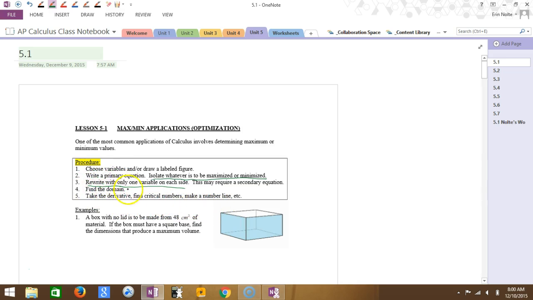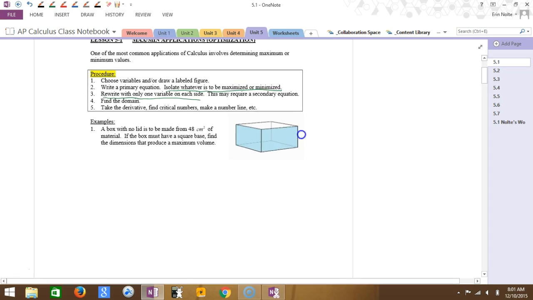Okay, so the domain becomes somewhat critical, but not incredibly critical with these great real-world scenarios. So you'll just kind of have to see how this plays out.